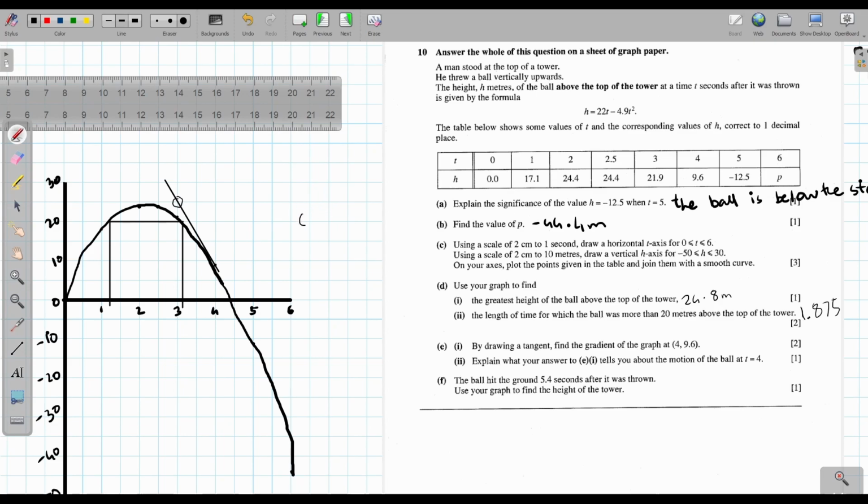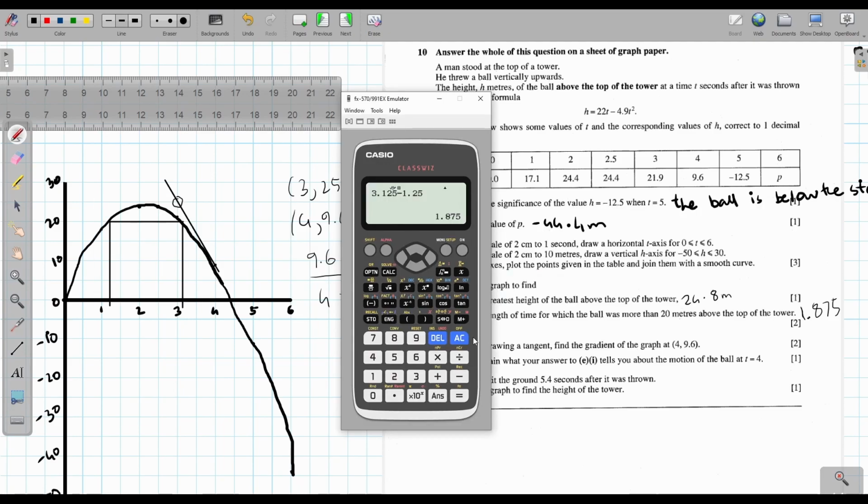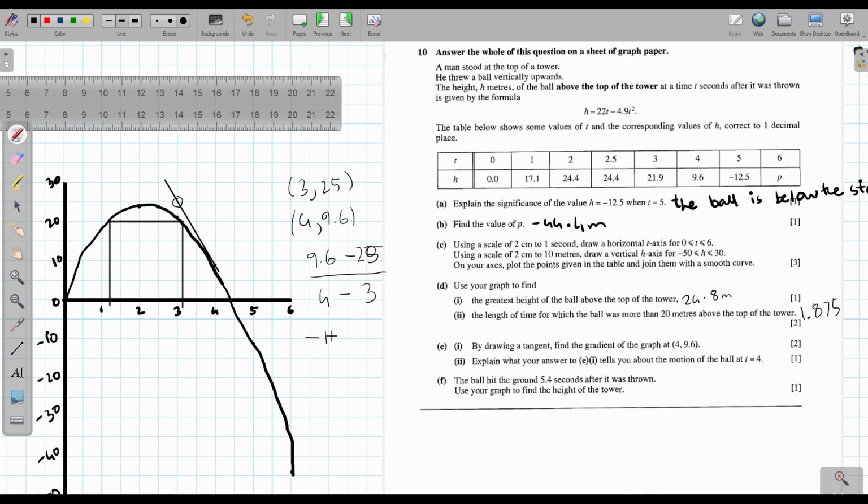So our first value is obviously 4 and 9.6, and our second value that we're going to get is going to be, we're going to take 3 and 25, and so we can do 9.6 minus 25, not 20, 25 over 4 minus 3, and so 9.6 minus 25 is negative 15.4, so negative 15.4, we can just apply it there.